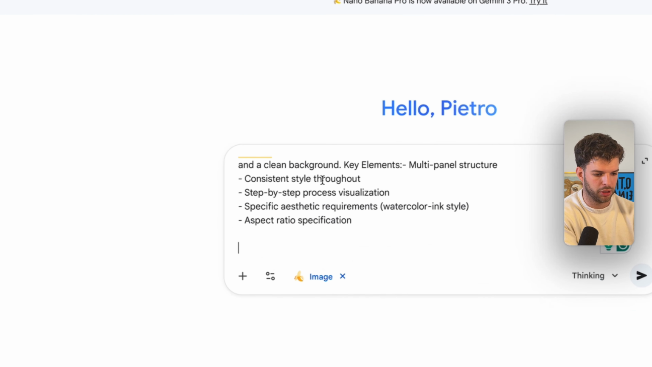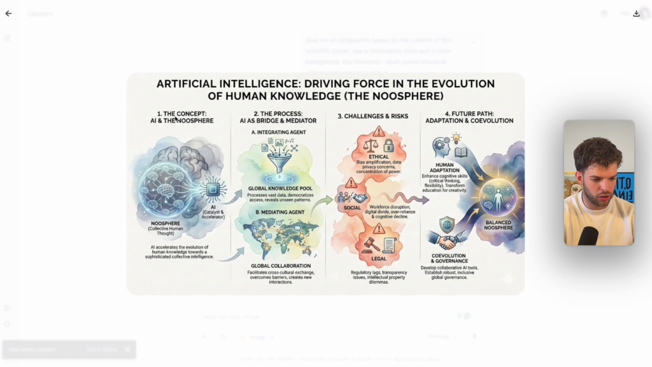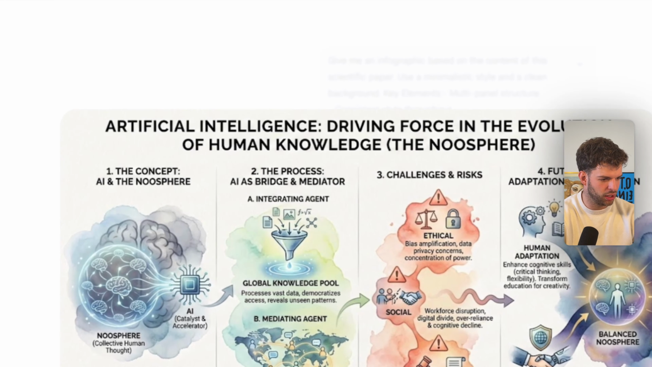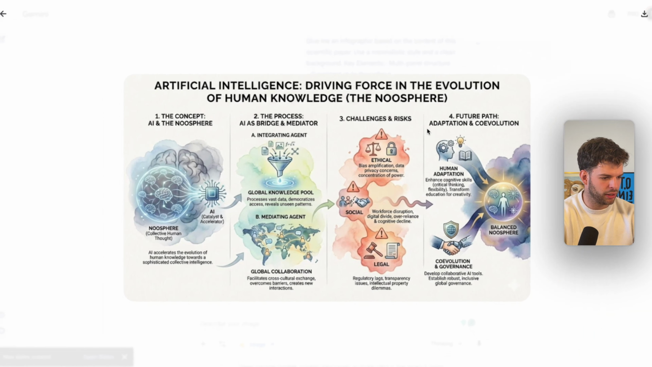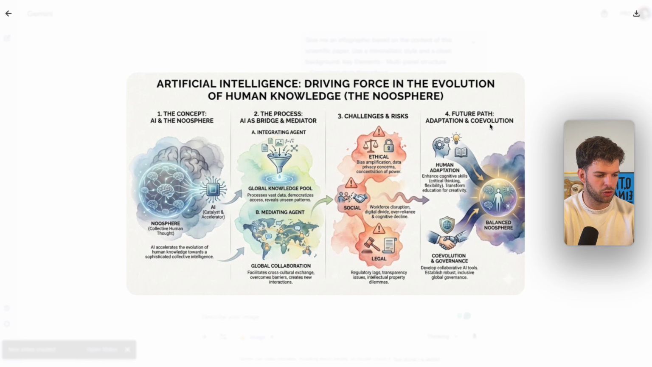Let's check together the results. Artificial Intelligence Driving Force in the Evolution of Human Knowledge. Very cool. The concept, the process, challenges and risk, future path, adaptation and coevolution. Super, super cool. I'm going to attach these, the prompt I sent, plus the paper, so you can check that it matches, in the description of this YouTube video.